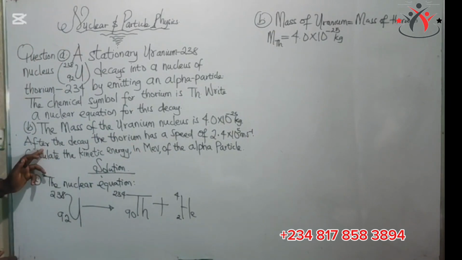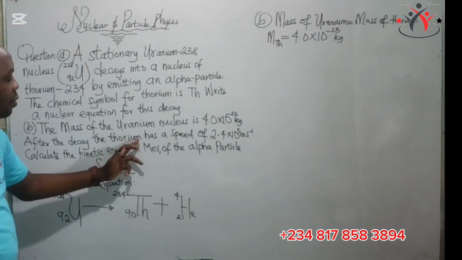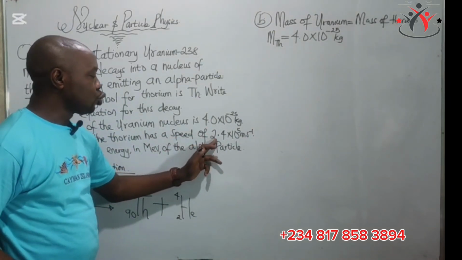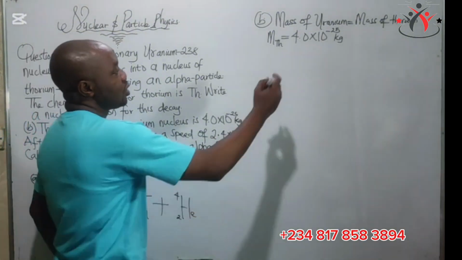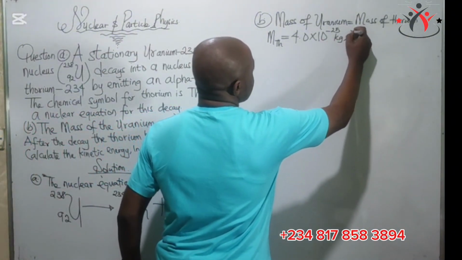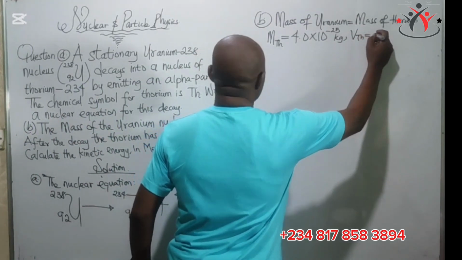Then we also have that after the decay, the thorium has a speed of 2.4 multiplied by 10 raised to the power of 5 meters per second. So that means that the speed, which is the velocity of thorium, would be what?